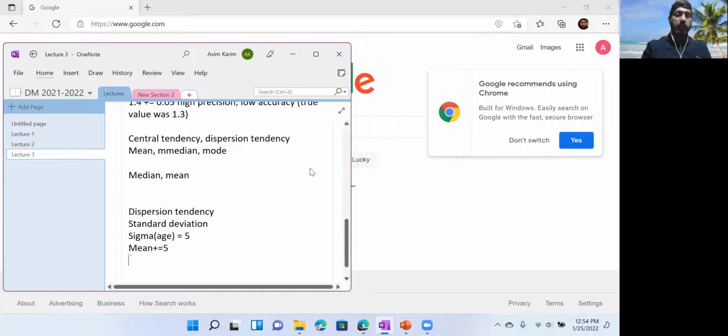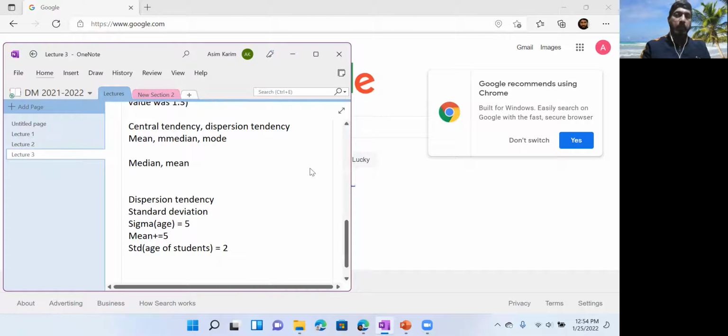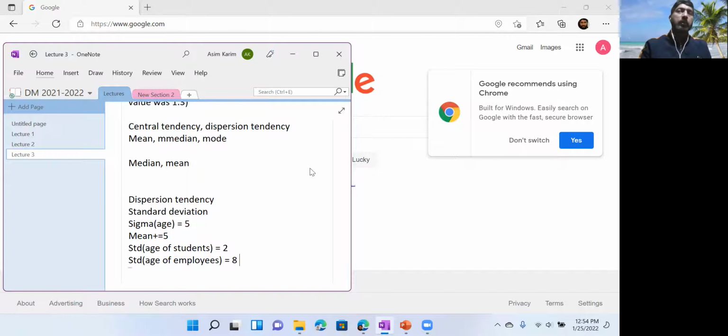So if you have two data sets, let's say you're taking the STD of age of students and you get a value of 2, and the STD of age of employees, and let's say you get a value of 8. So you know that employees have a wider spread. Its dispersion tendency in terms of age is higher.